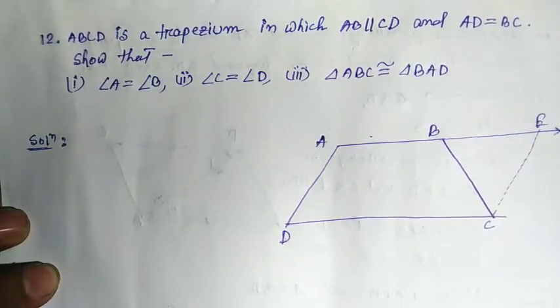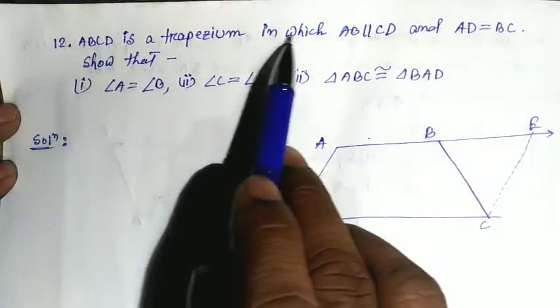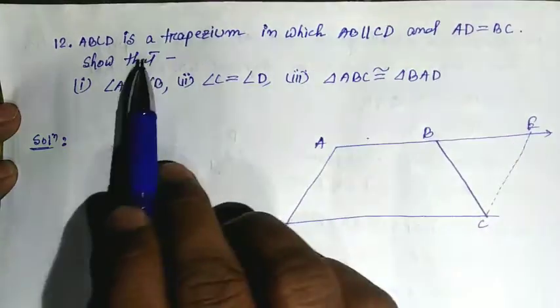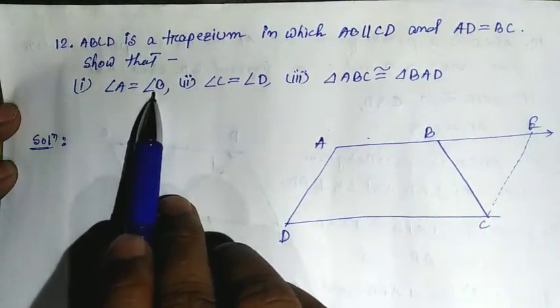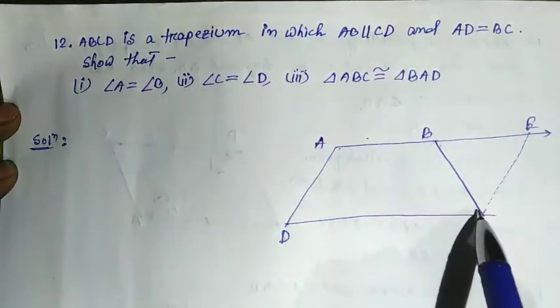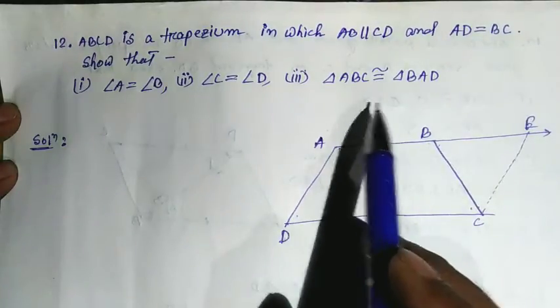Let's take question number 12 of the same exercise. ABCD is a trapezium in which AB is parallel to CD and AD is parallel to BC. Show that angle A is equal to angle B, angle C is equal to angle D, and triangle ABC.